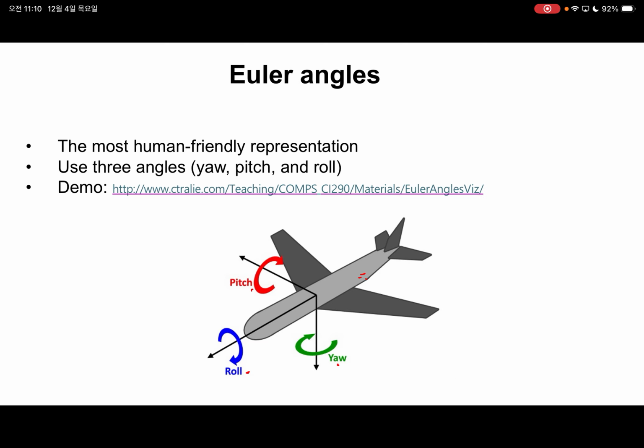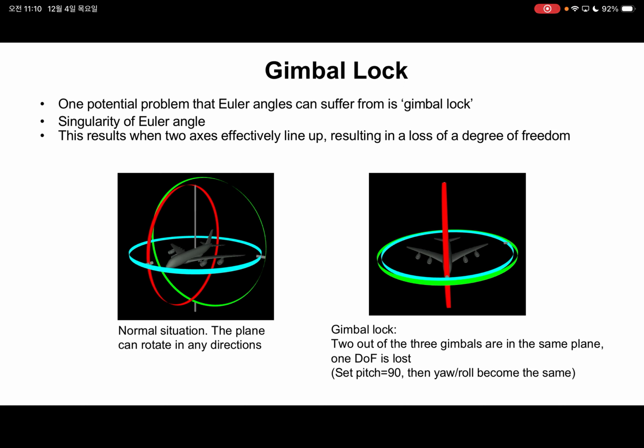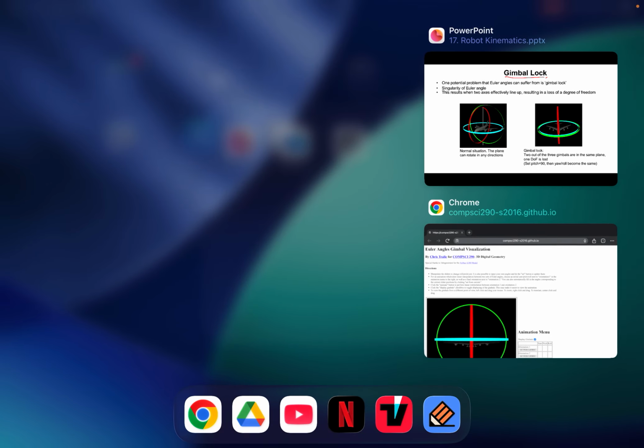Let's try this demo. But the one problem with Euler angles is what I call gimbal lock. It's the singularity of Euler angles. So let's try this demo.